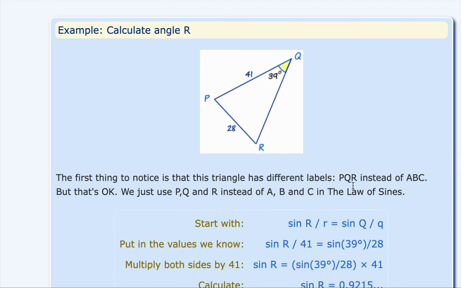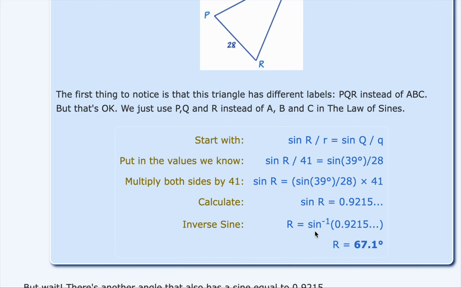Instead of your triangle ABC, which is the most common lettering that we have been using because of the formula, you can also use any other letters. But just make sure that you match up the angles and the opposite sides accurately in the formula. That's the most important thing. So if you're starting with sine of r, then it should be over 41, because r and 41 are opposite to each other. Then if you're using sine 39, then 28 should be the opposite.